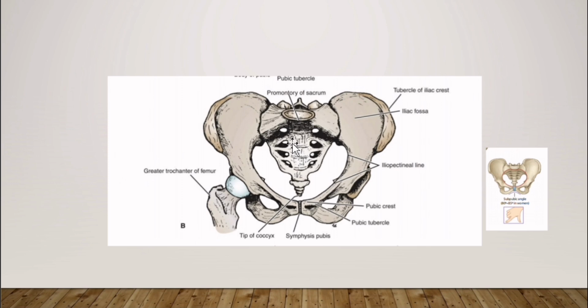So when we're talking about the bones of the pelvis, we say that we have the hip bones, we have the sacrum, and we have the what? The coccyx. So the sacrum is formed from 5 fused sacral bones. Then the coccyx is formed from 4 fused coccygeal bones.